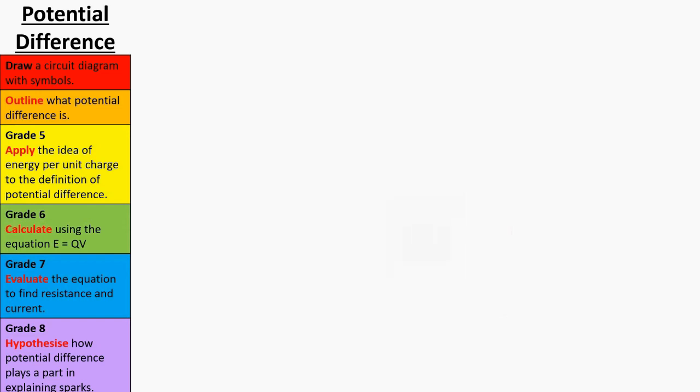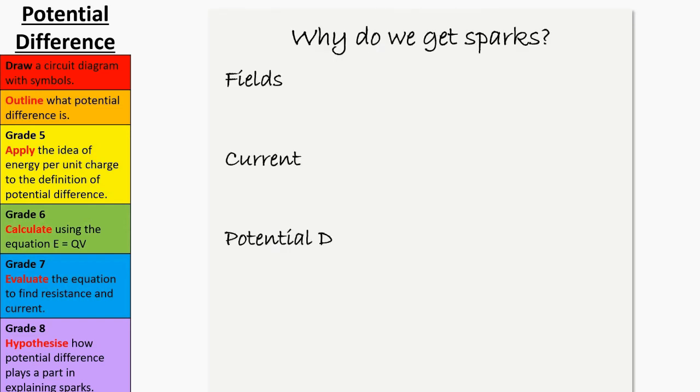So finally, I would like you to do the next part of this task that was set for you at the end of the fields lesson. You're hypothesizing why we get sparks, and we're gradually building up a picture using all this theory about electric circuits. You should have already filled out the fields section and the current section, but now I would like you to write down what you think, or what part you think potential difference plays in the explanation of why we get sparks. Next lesson, we will look at resistance.